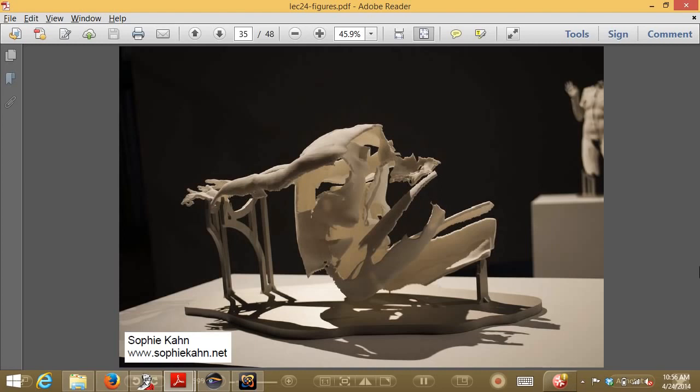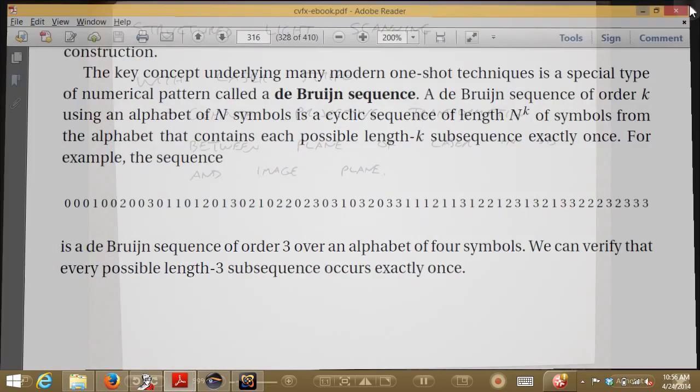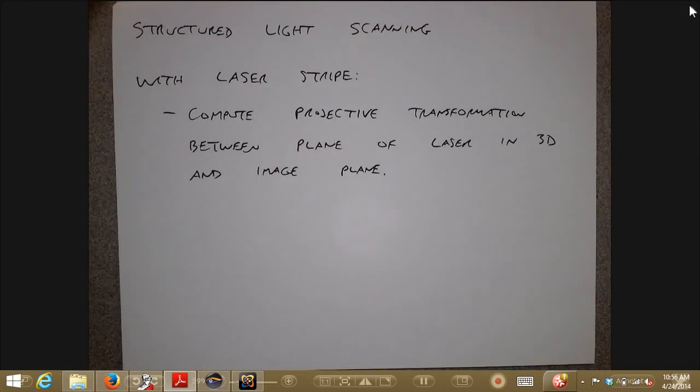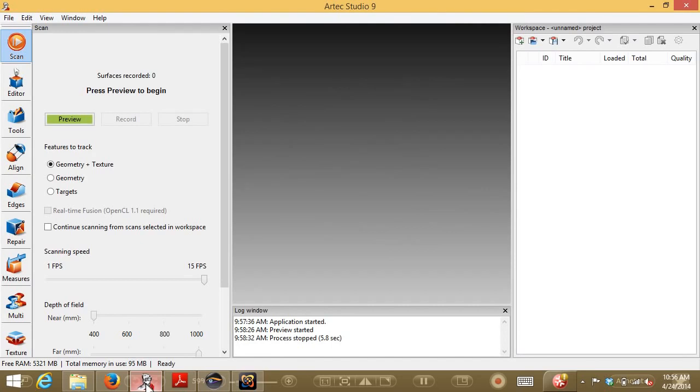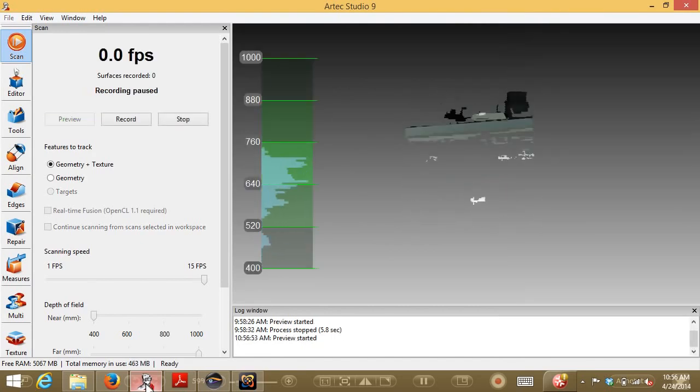Okay, so again, what we're going to see here is the Artec EVA scanner. I can probably close this thing. Okay, so again, if you're a flashing light person, you're going to be freaked out.